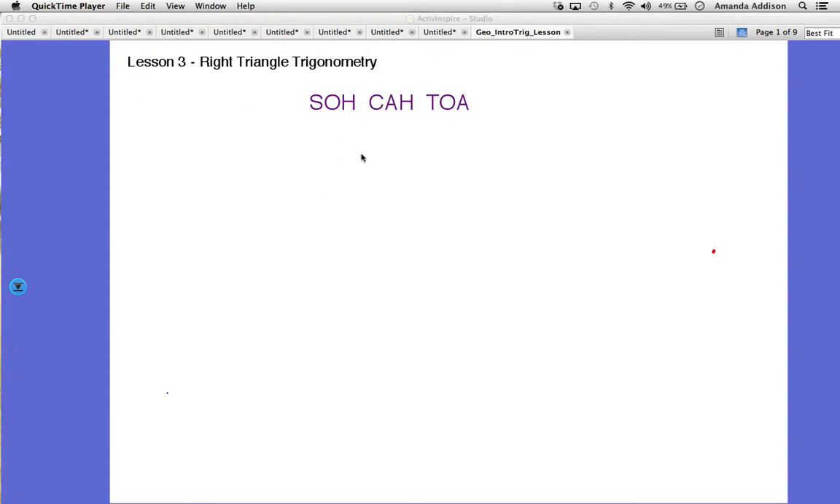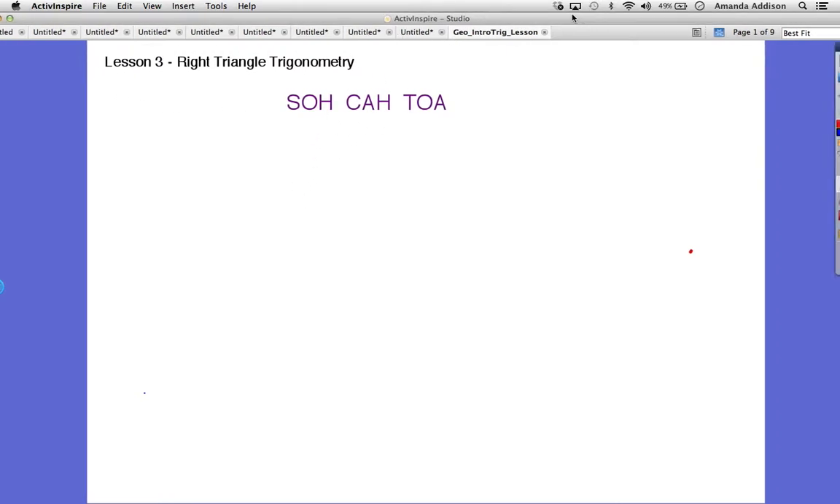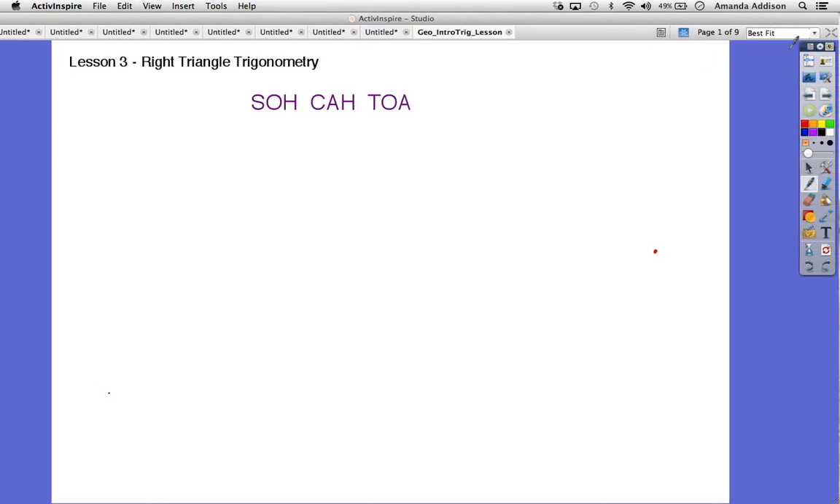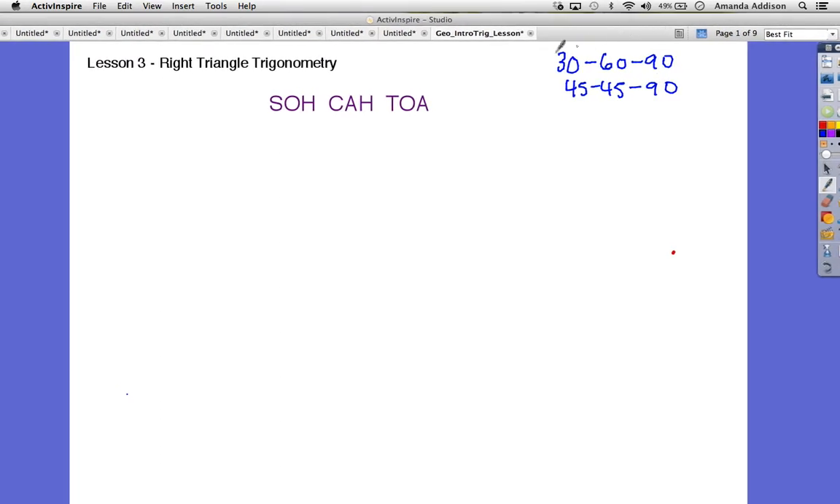Hi everyone, we're going to use trigonometry today to help us find missing sides or angles in a right triangle. So we learned about special triangles, 30-60-90 and 45-45-90, and we even learned about some what we call Pythagorean triples. But what happens when you have a triangle that's not one of these special triangles and you only have one side and you need to figure out the other two?